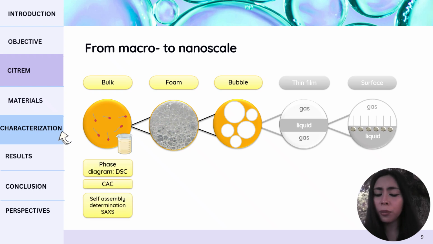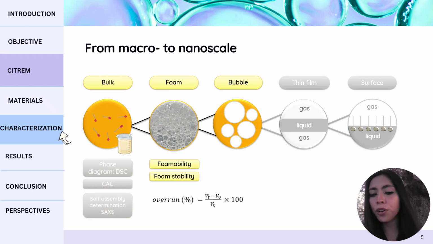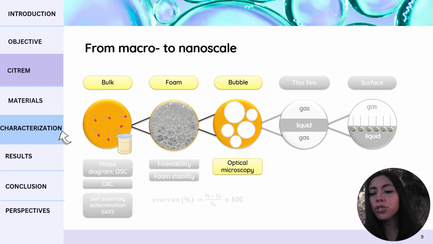To begin, the bulk is only the pure oil with surfactants. Here we want to study the phase diagram, the critical aggregation concentration, and the self-assembly determination by SAXS. In the foam, we want to study the foamability and foam stability, and we will use the overrun, that is the difference between the pure bulk and the foam produced. And we want to study the bubbles with optical microscopy.